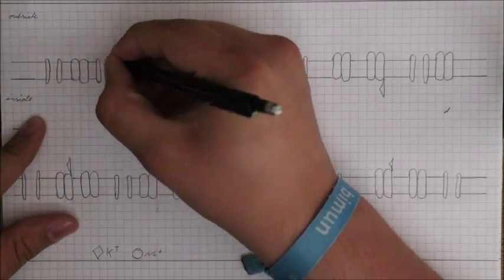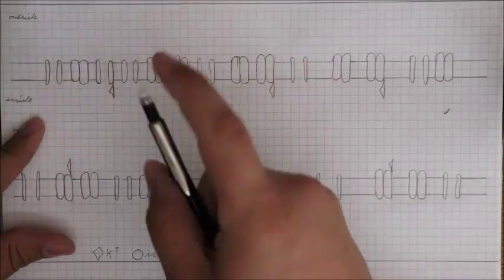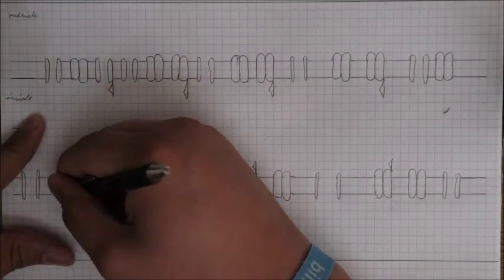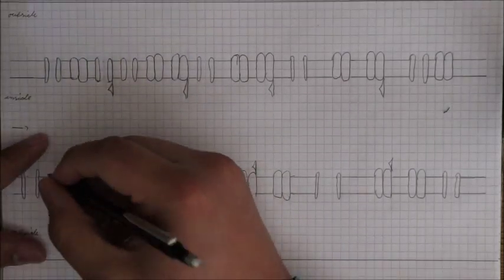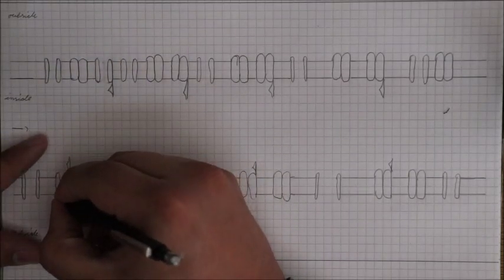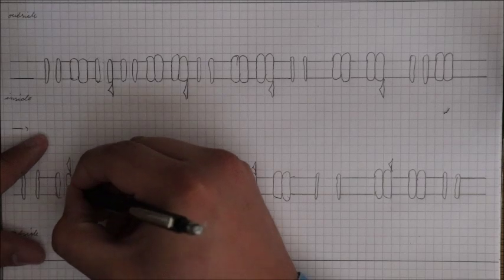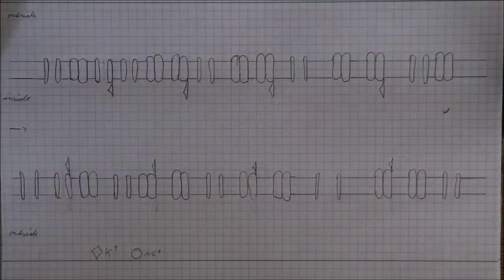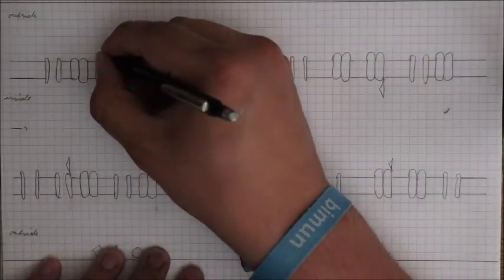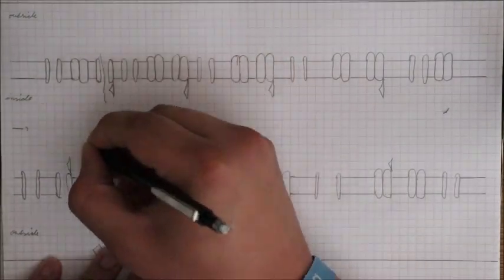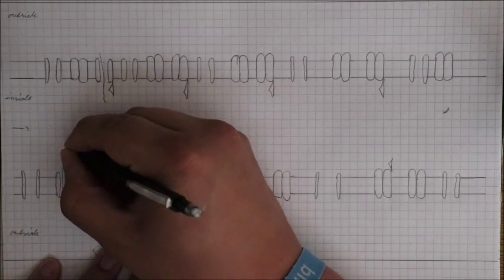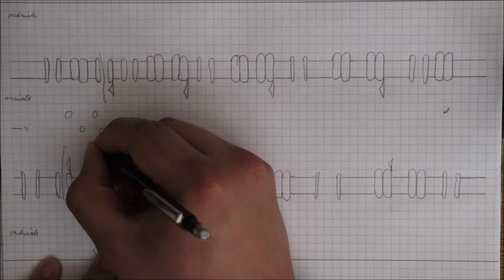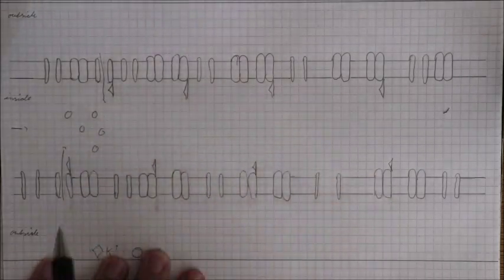So this one is opened and this one is opened. Now this one is opened as well. And yes, it is opened. And this now causes the influx of sodium ions. So here we have them, and here it travels to the inside. We have many sodium ions.